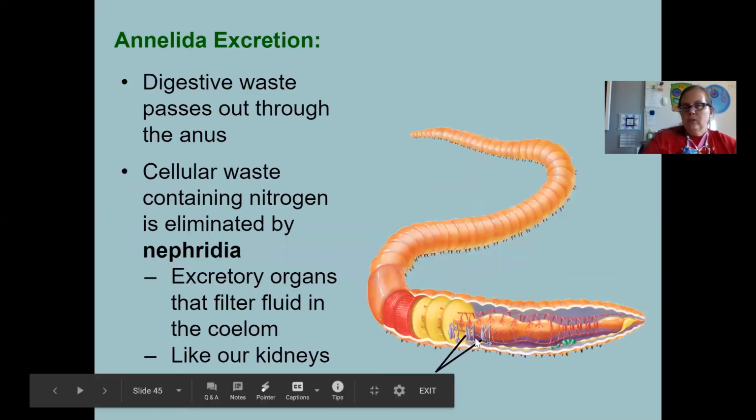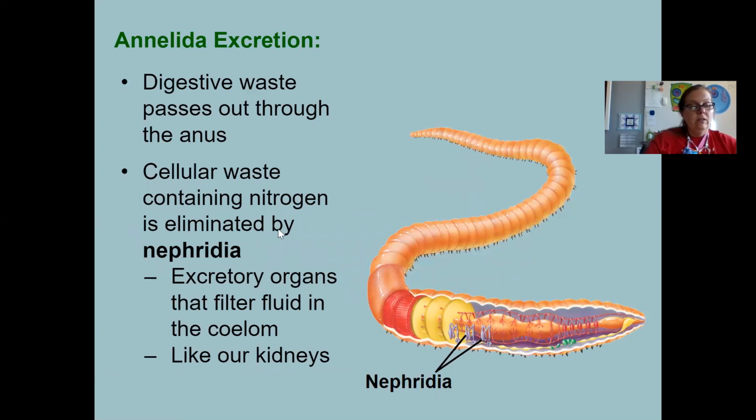All right, oh, that's a good picture of the nephridia, that's better. So nephridia are kind of like our kidneys. They are specialized to get rid of nitrogen waste, just like our kidneys are. So this is the first excretory organ that we've really looked at in an animal.